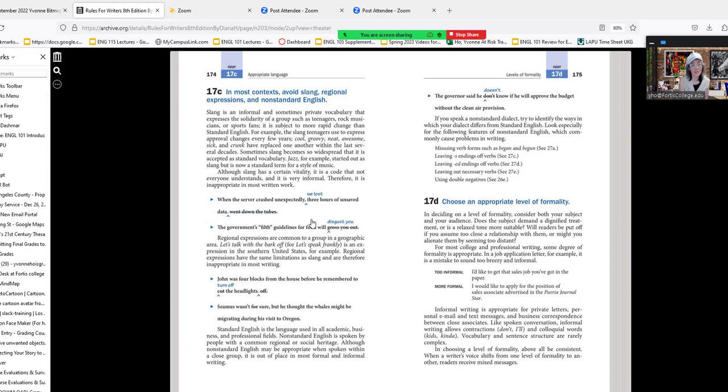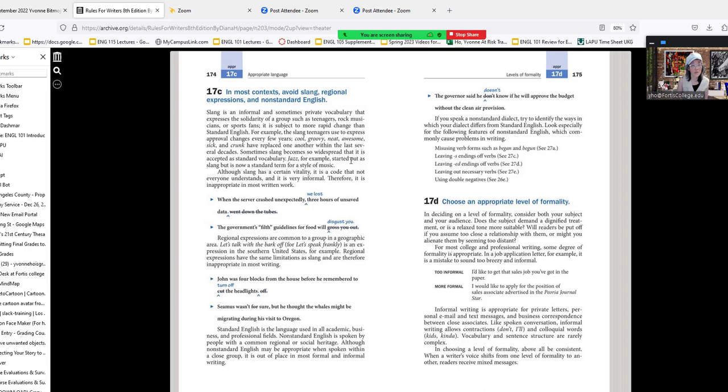So slang is an informal and sometimes private vocabulary that expresses the solidarity of a group, such as teenagers, rock musicians, or sports fans. It is subject to more rapid change than standard English. For example, the slang teenagers use to express approval changes every few years. In the 70s, you would say cool, groovy, neat. Awesome, sick, and crunk have replaced one another within the last several decades.